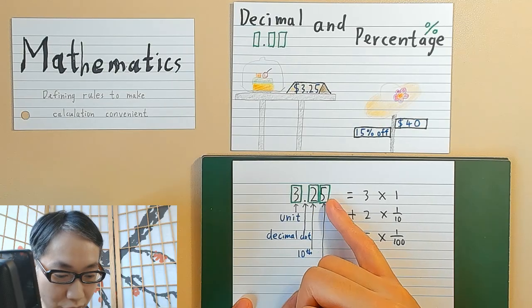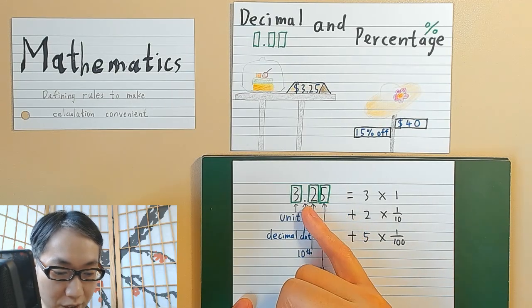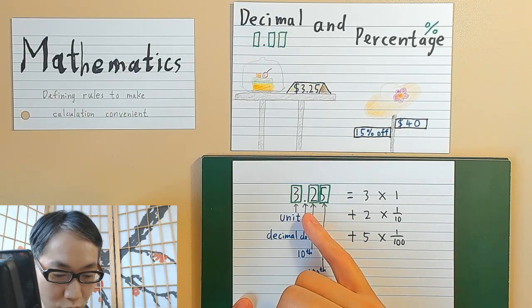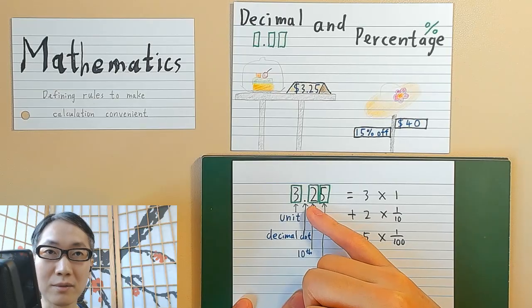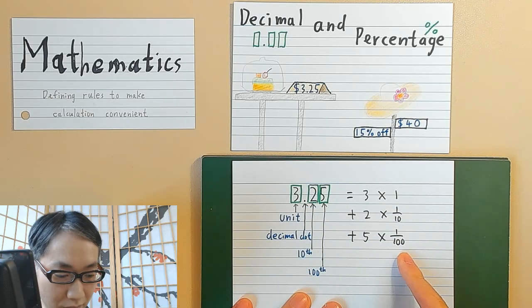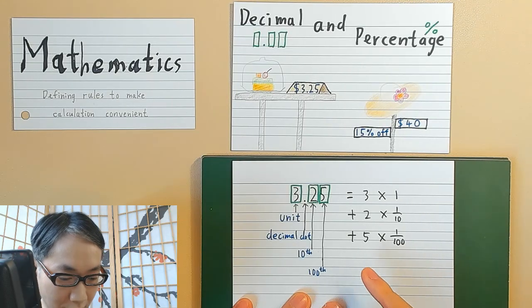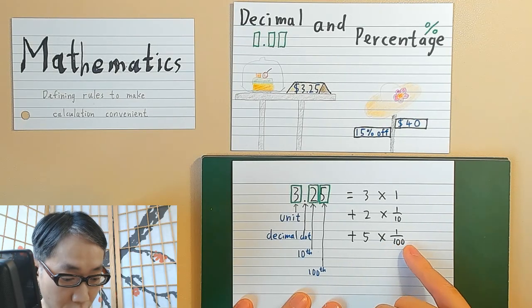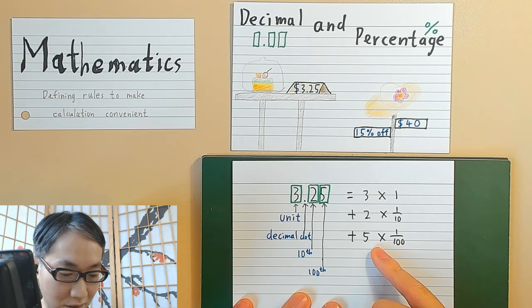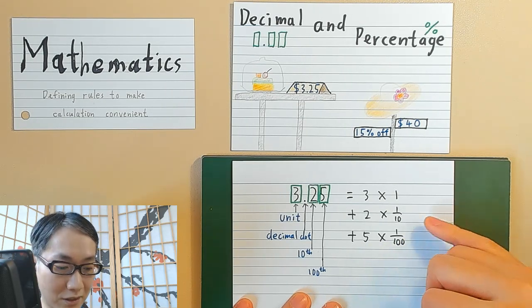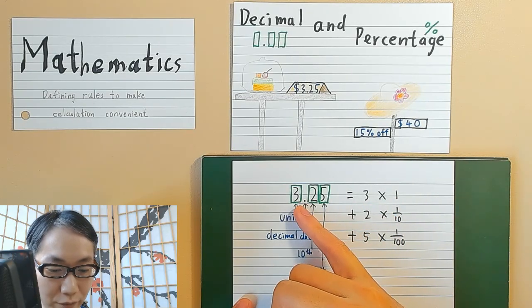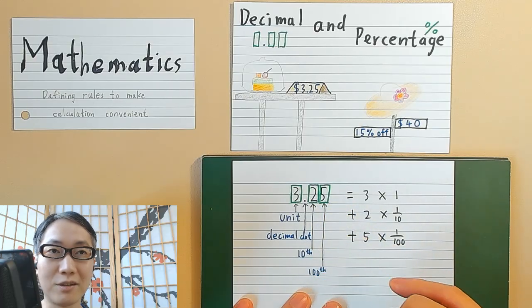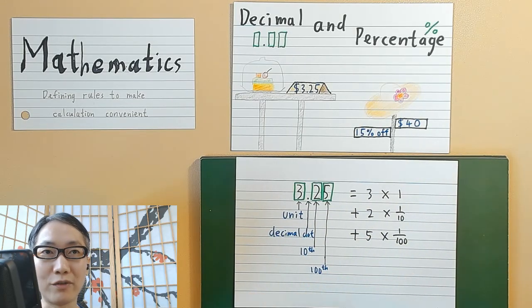And here, the 5 is even smaller because it is on the right of the 2, which is 2 digits on the right of the decimal dot. And it will mean that the denominator here has 2 zeros. So this is 5 times 1 over 100. This is like cents. This is like 5 cents. This is like 20 cents. So then we have $3.25, or 3.25 of any unit.